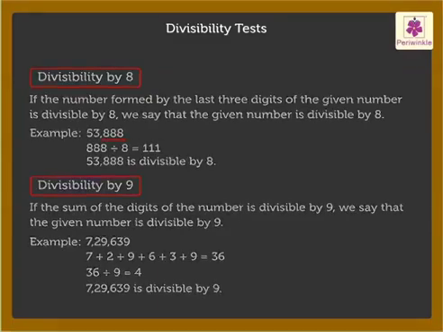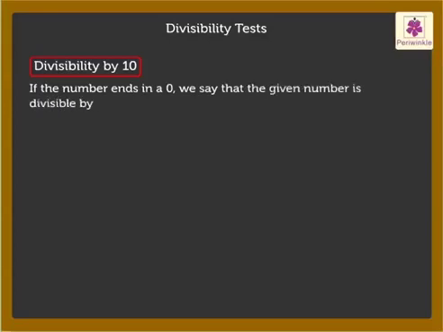Let us look at divisibility by 10. If the number ends in a 0, we say that the given number is divisible by 10. For example, 8,620 ends in 0. Thus, it is divisible by 10.